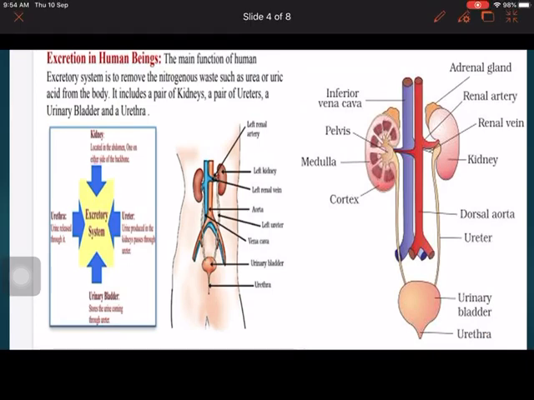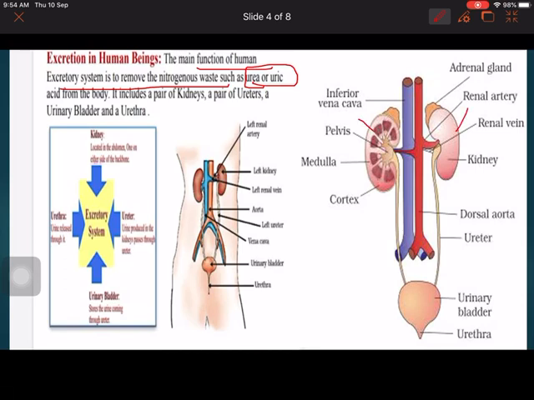When we talk of excretion in human beings, the main function of the excretory system is to remove nitrogenous waste in the form of urea or uric acid. Remember that we generally throw out nitrogenous waste in the form of urea, in birds it is thrown out as uric acid, and organisms living in water throw it out in the form of ammonia.